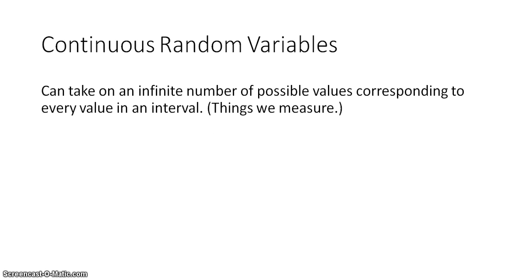Continuous random variables can take on an infinite number of possible values corresponding to every single value in an interval. These are generally things that we measure. This is in contrast to discrete random variables, remember, that could take on only specific values that we could list and were often things that we count.